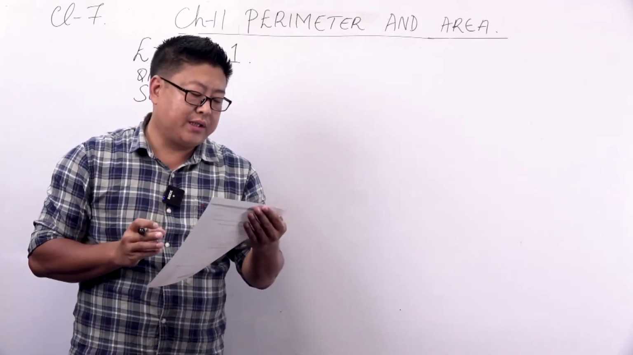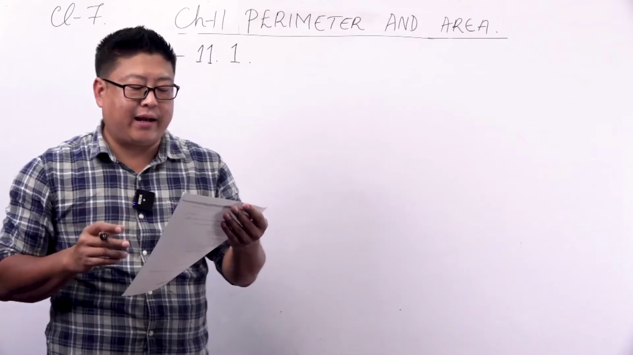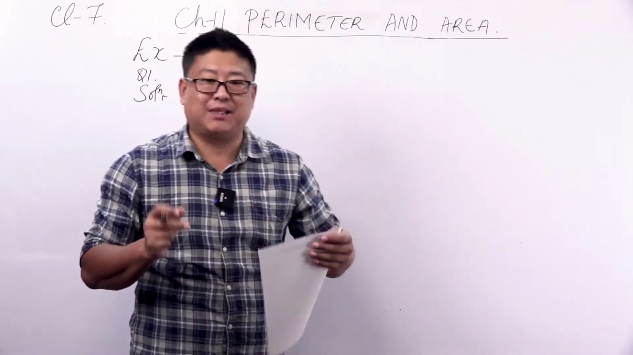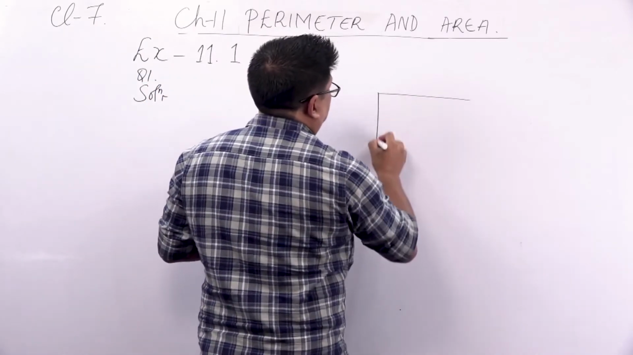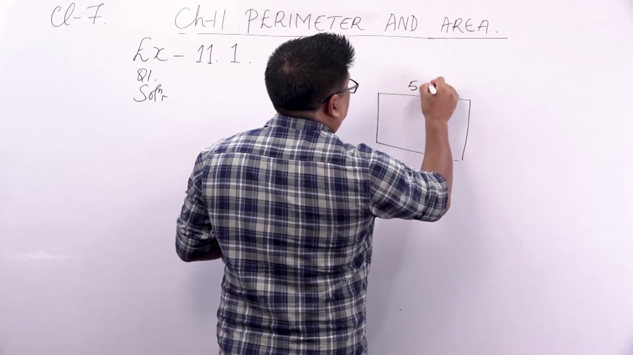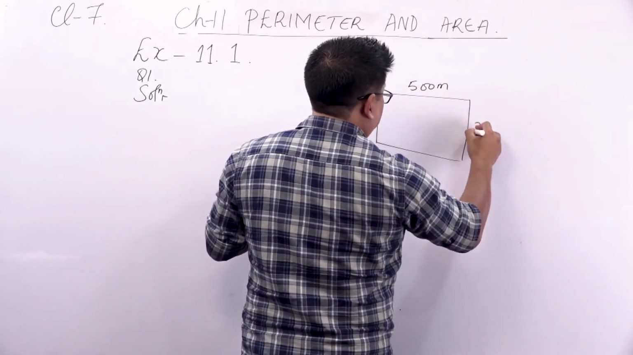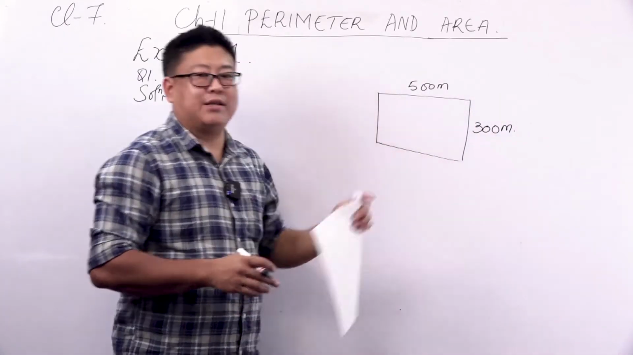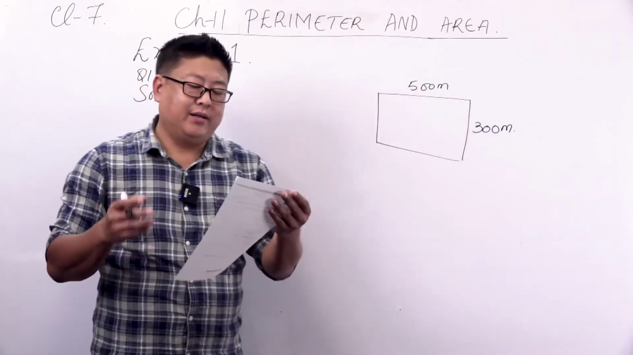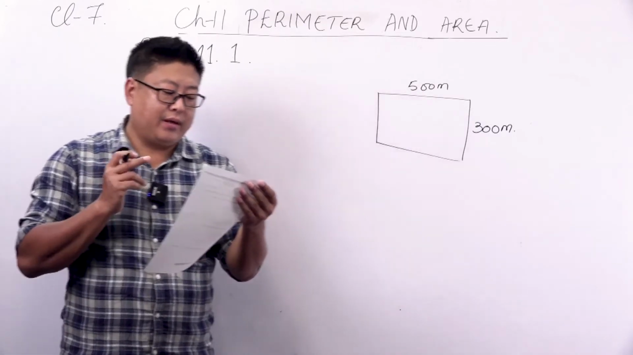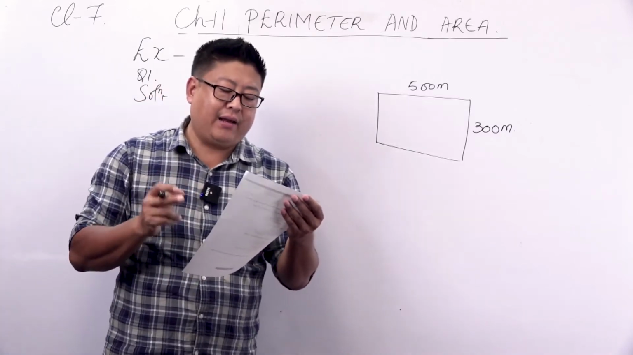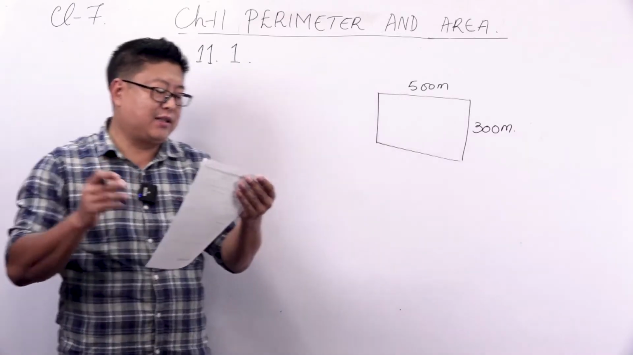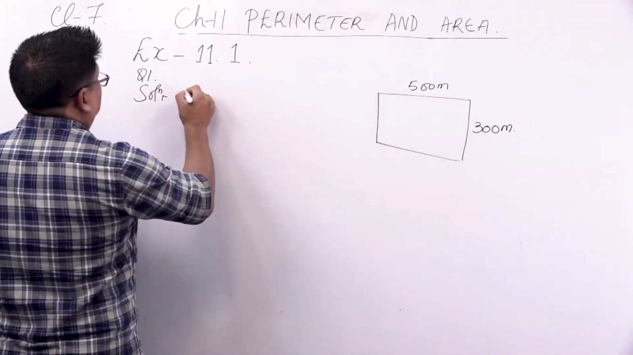The first question reads, the length and breadth of a rectangular piece of land are 500 meter and 300 meter respectively. So a rectangular piece of land is given, with one side as 500 and the other side as 300 meter respectively, in this manner. Find one, its area, and two, the cost of the land if 1 meter square of the land costs rupees 10,000. We'll come to that later.